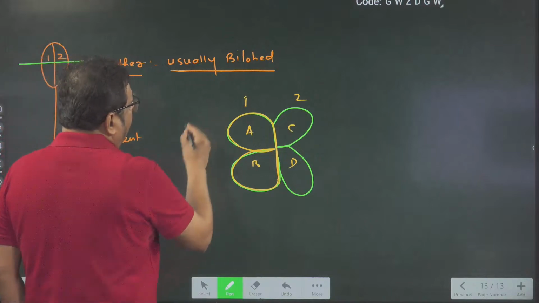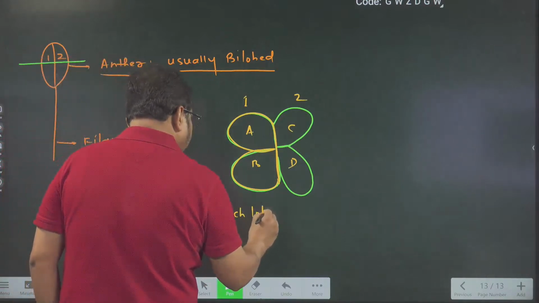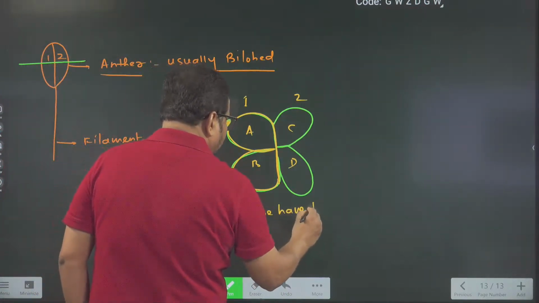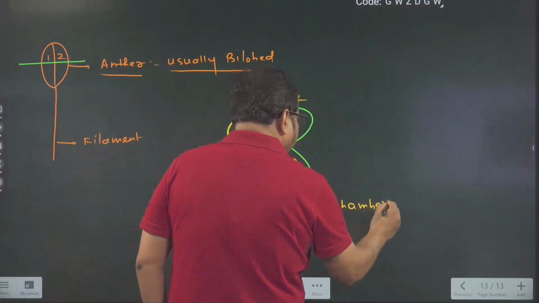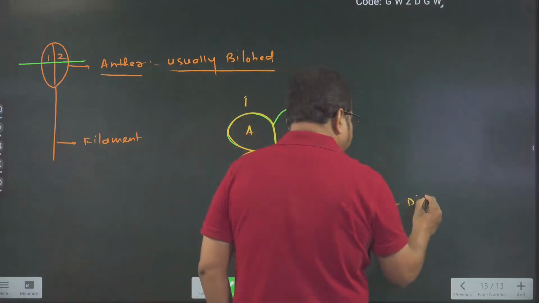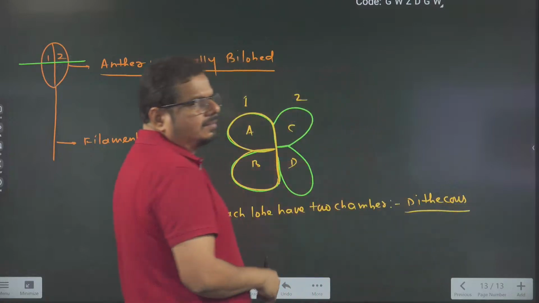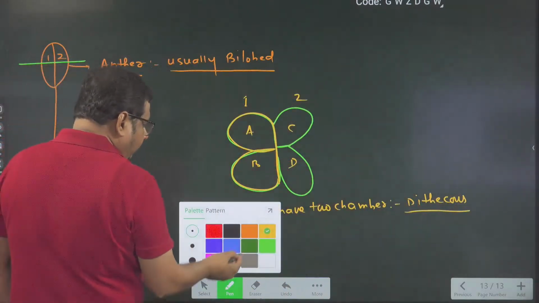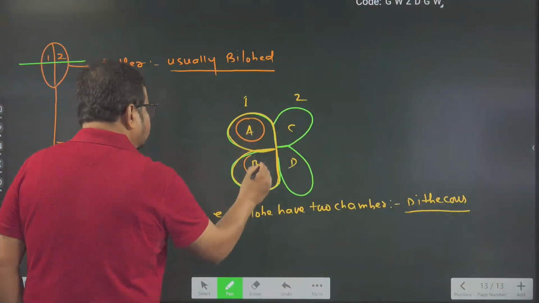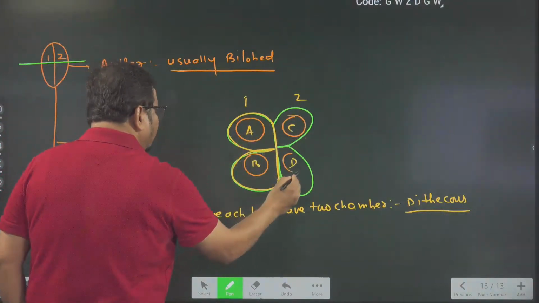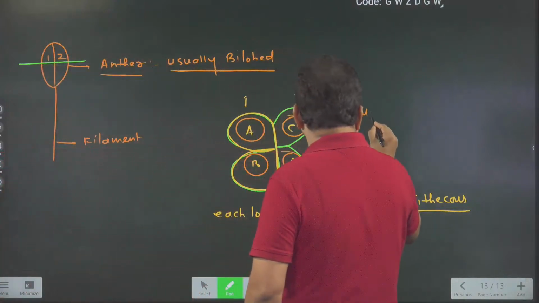Getting the things or not? Each lobe has two chambers, and hence we call it dithecous. It is dithecous. And each chamber has a name. This is a chamber, this is a chamber, this is a chamber. At four corners, four chambers are there. So each chamber is called what? Basically microsporangium.